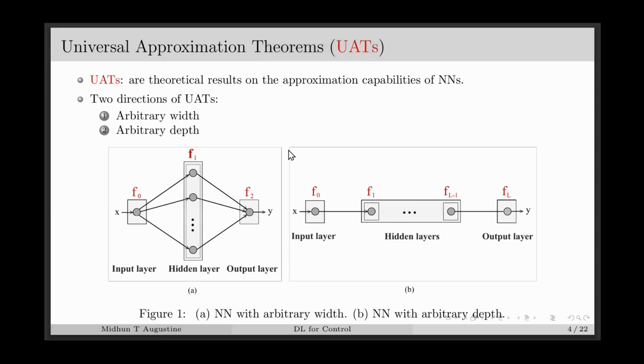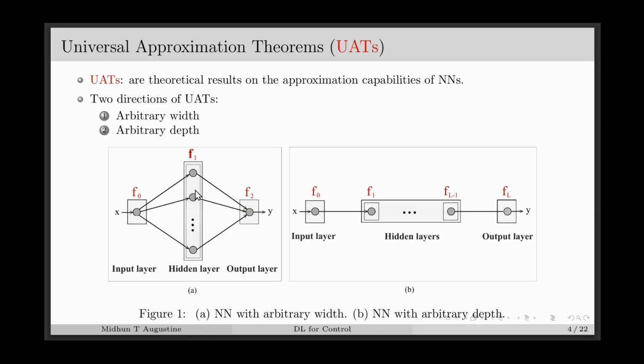As we have already said, UATs are theoretical results on the approximation capabilities of neural networks. UATs were initially explored for feedforward neural networks, and after the introduction of different deep learning architectures, these have been extended to other deep learning models as well. Two of the main directions of UATs are for arbitrary width neural networks and for arbitrary depth neural networks.